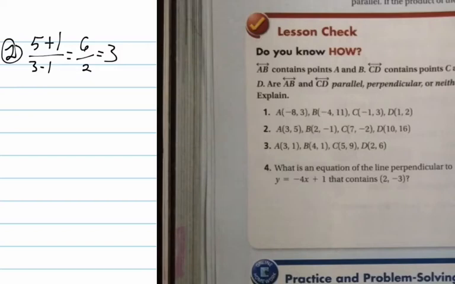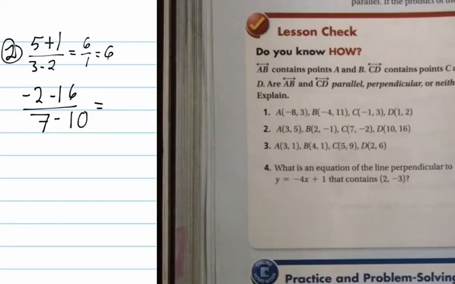Say it again? Isn't it 3 minus 2? Oh, yeah, it is. Mistake. That's a strike. So it's 3 minus 2, that is a 2, and so it's 6 over 1, which is 6. So that's the slope of AB. Now I have to find the slope of CD. So that's negative 2 minus 16 over 7 minus 10. Double check it.